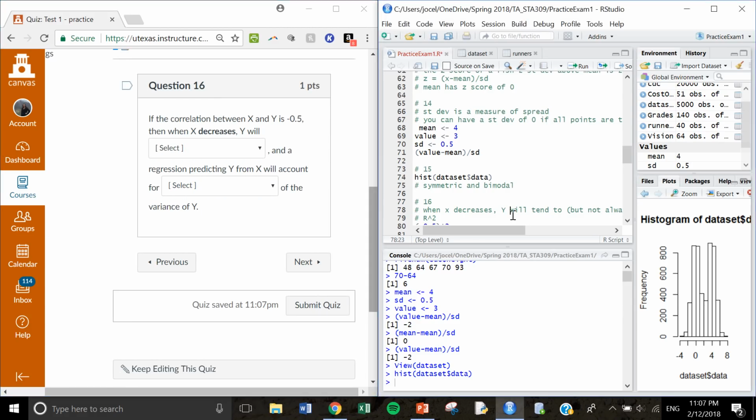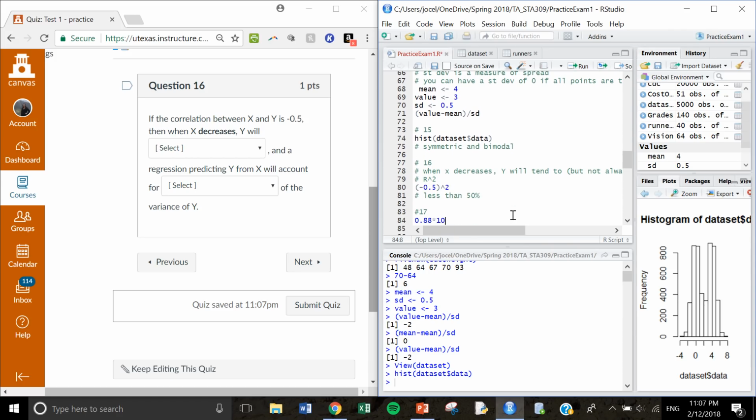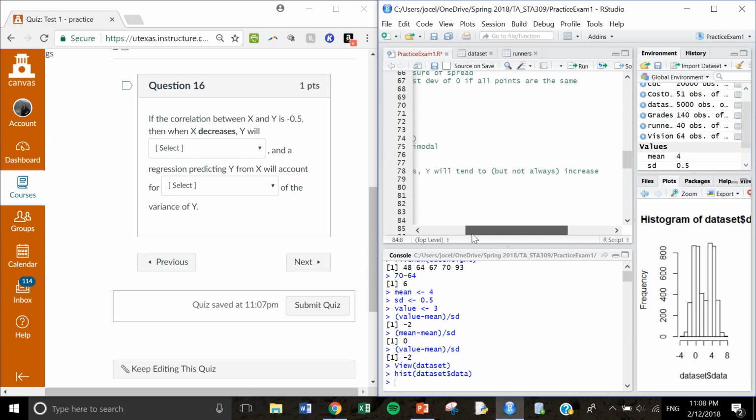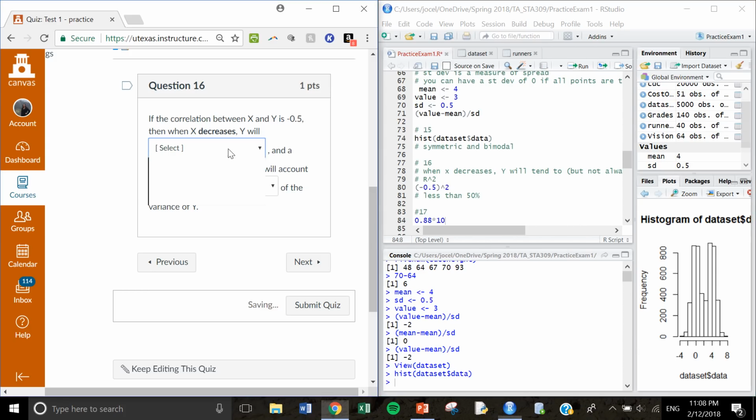Question number 16. If the correlation between x and y is -0.5, then when x decreases, y will do something, and a regression predicting y from x will account for something of the variance of y. So we're talking about r, that correlation coefficient. If the correlation coefficient is negative, that means there's an inverse relationship. So when x decreases, we think y is going to increase.